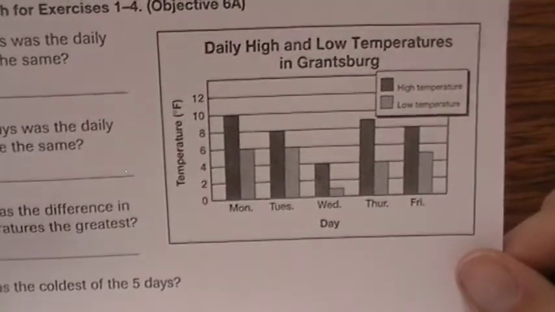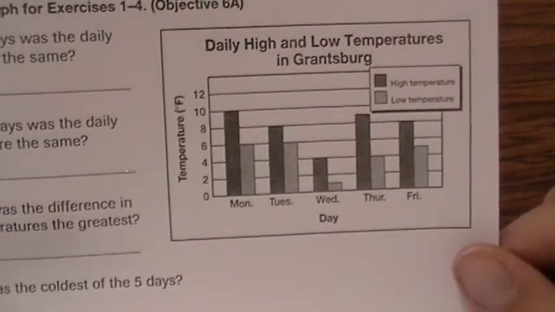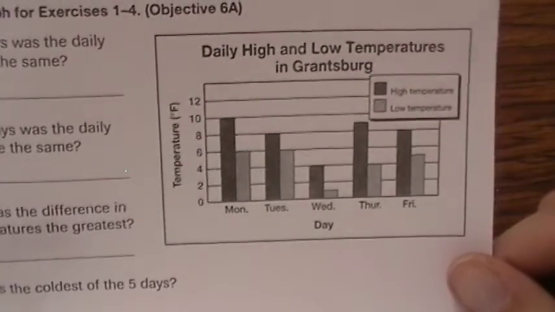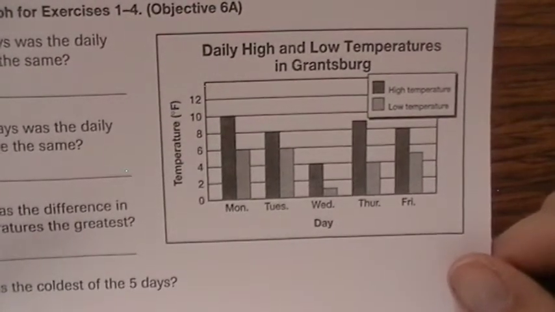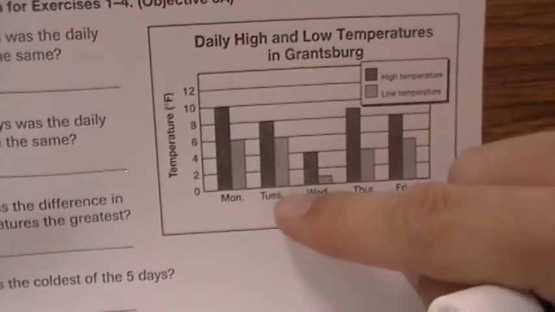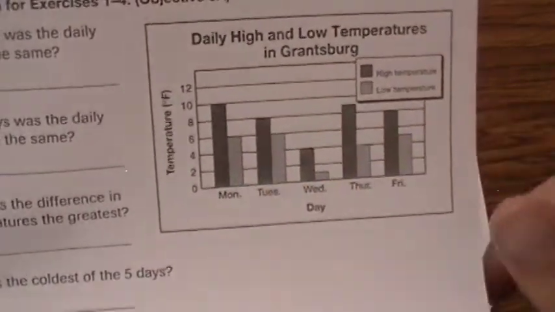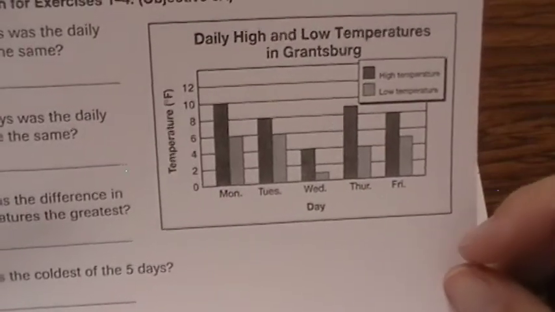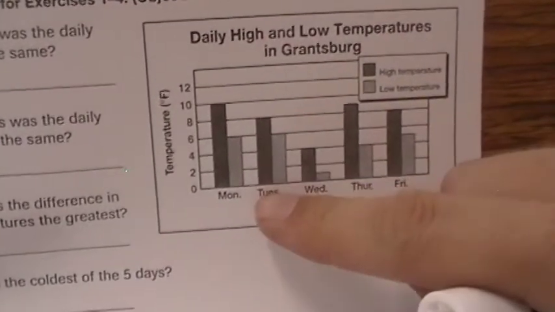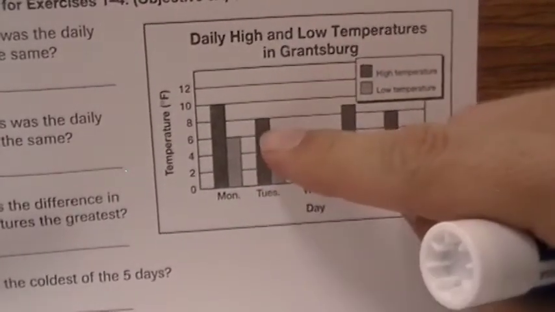All right. What day had, or what 2 days of the week had the same low temperature? Monday and Tuesday. Monday was 6, Tuesday was 6 for the gray, the low temperature. What 2 days of the week shared the same high temperature? Tuesday and Friday. Tuesday was up to 8, Friday was up to 8. All right.